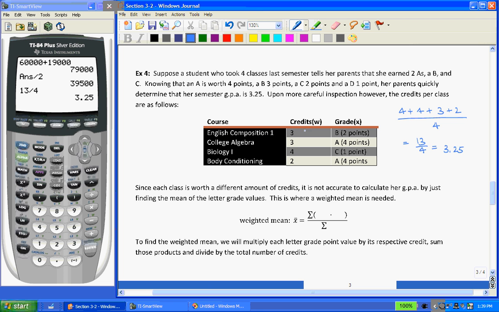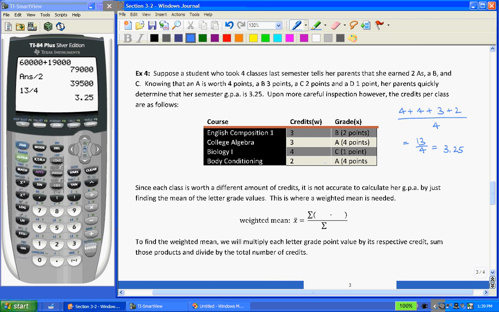But let's take a look at her coursework. English composition was worth 3 credits. College algebra was also worth 3 credits, but biology was worth 4 credits. That's where she got the C. And body conditioning was only worth 2 credits. So in this case, instead of just adding up the points for the letter grades, we have to do something a little different. Each class is worth a different amount of credits, and it's not accurate to calculate her GPA by just finding the mean of the letter grades. This is where a weighted mean is needed.